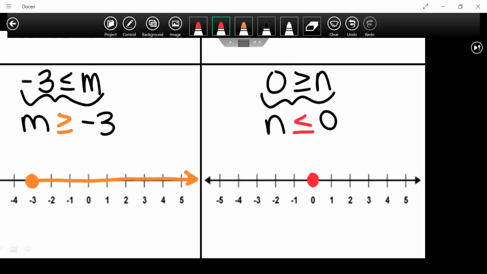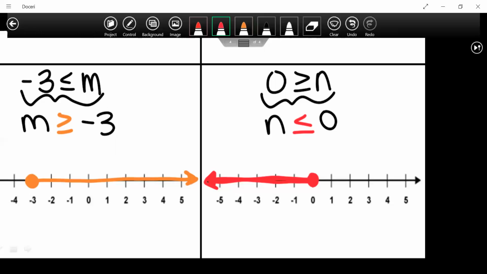Am I inequality going left or right? Left. Easy or hard, guys? Okay. Inequalities. You guys need to copy those down. Copy your notes. Copy your notes. It's easy. It's easy.